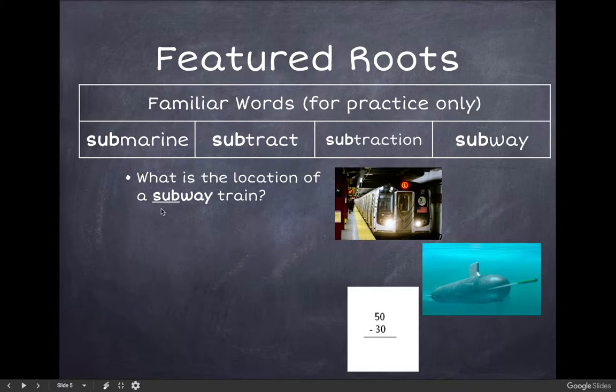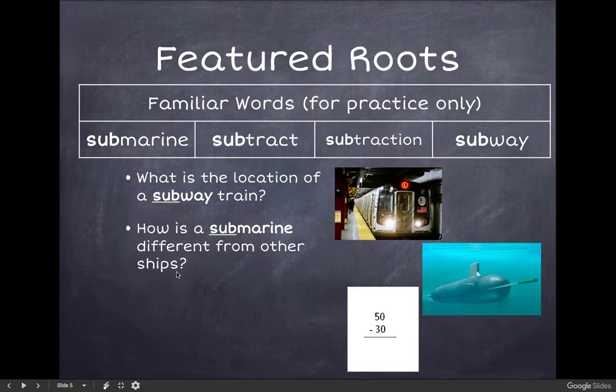What is the location of a subway train? Write it on your whiteboard, pause, and share. Yes, a subway train is located underground. How is a submarine different from other ships? Write down your answer on your whiteboard and pause and share. A submarine is underwater or below water.